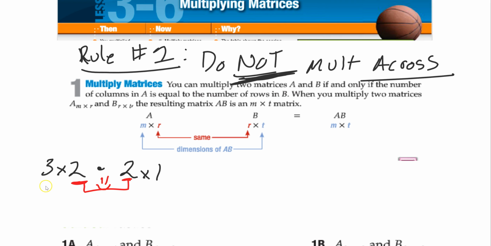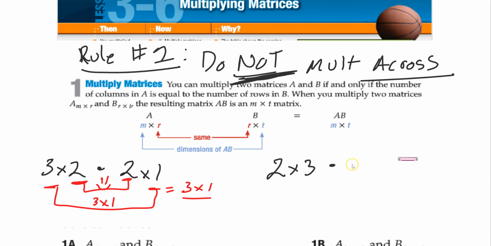And then the result you get is going to be the outer numbers. It's going to be a 3 by 1. So if I multiply a 3 by 2 matrix by a 2 by 1 matrix, I get a 3 by 1 matrix, which is kind of interesting. However, what's even more interesting is that sometimes you can't even multiply matrices. If I have a 3 by 2 and I multiply by another 3 by 2, well, in this case, the middle two do not match. So you can't multiply; no solution.